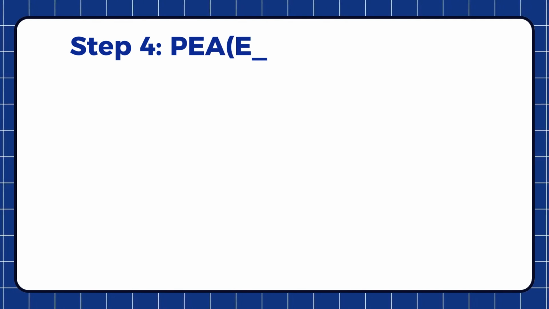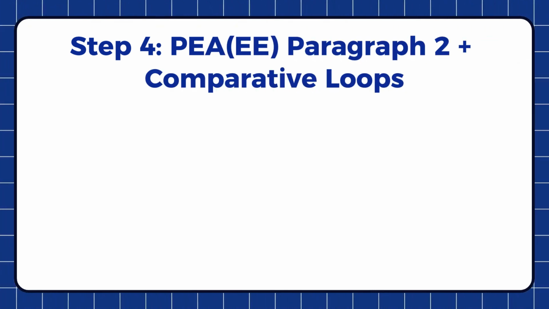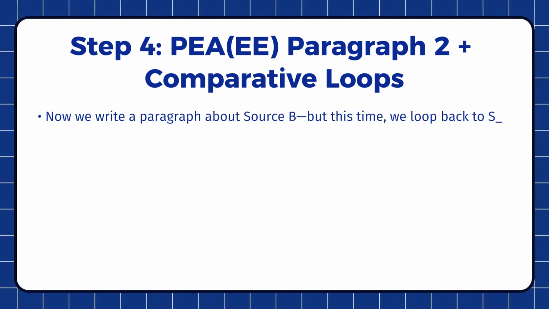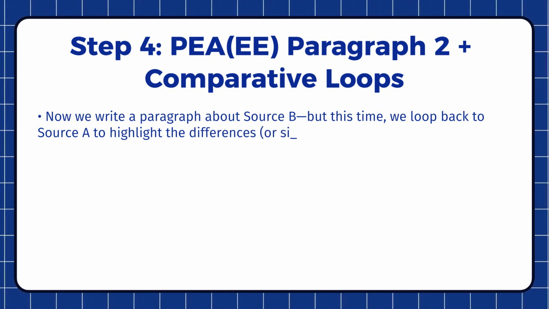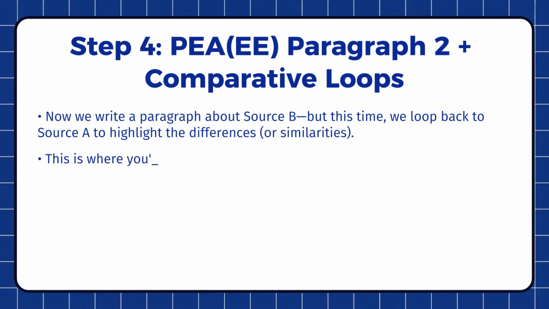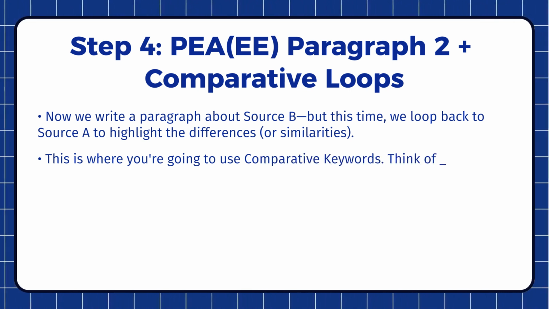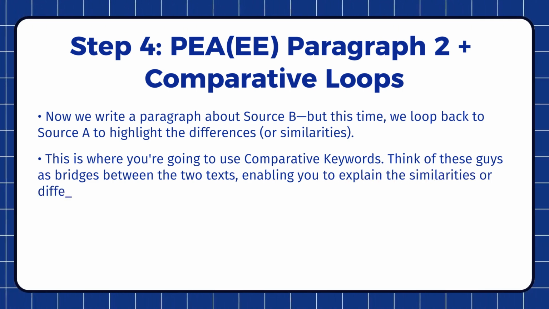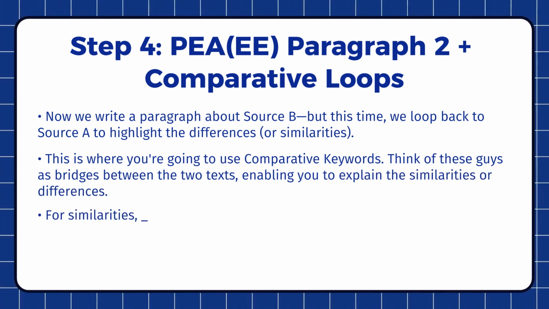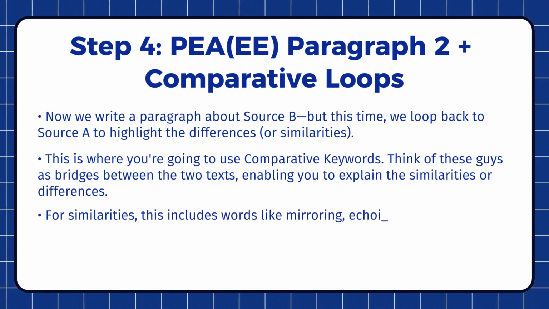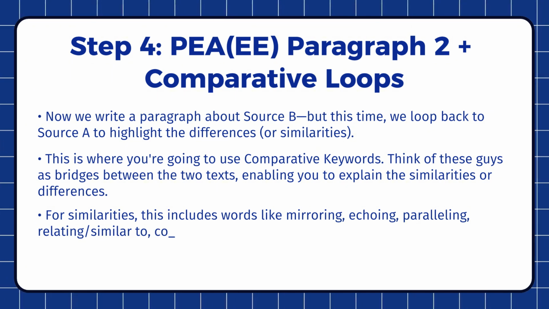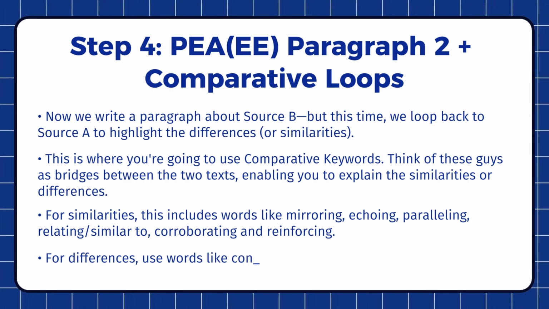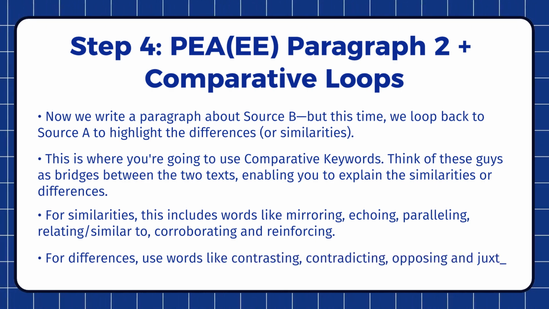Step 4. PEA paragraph 2 and comparative loops. Now we want to write a paragraph about source B, but this time we need to loop back to source A to highlight the differences. This is where you're going to use what are called comparative keywords. Think of these guys as the bridges between the two texts, enabling you to explain the similarities or differences. For similarities, you're going to use words like mirroring, echoing, paralleling, relating to, corroborating, and reinforcing. For differences, you're going to use words like contrasting, contradicting, opposing, and juxtaposing.